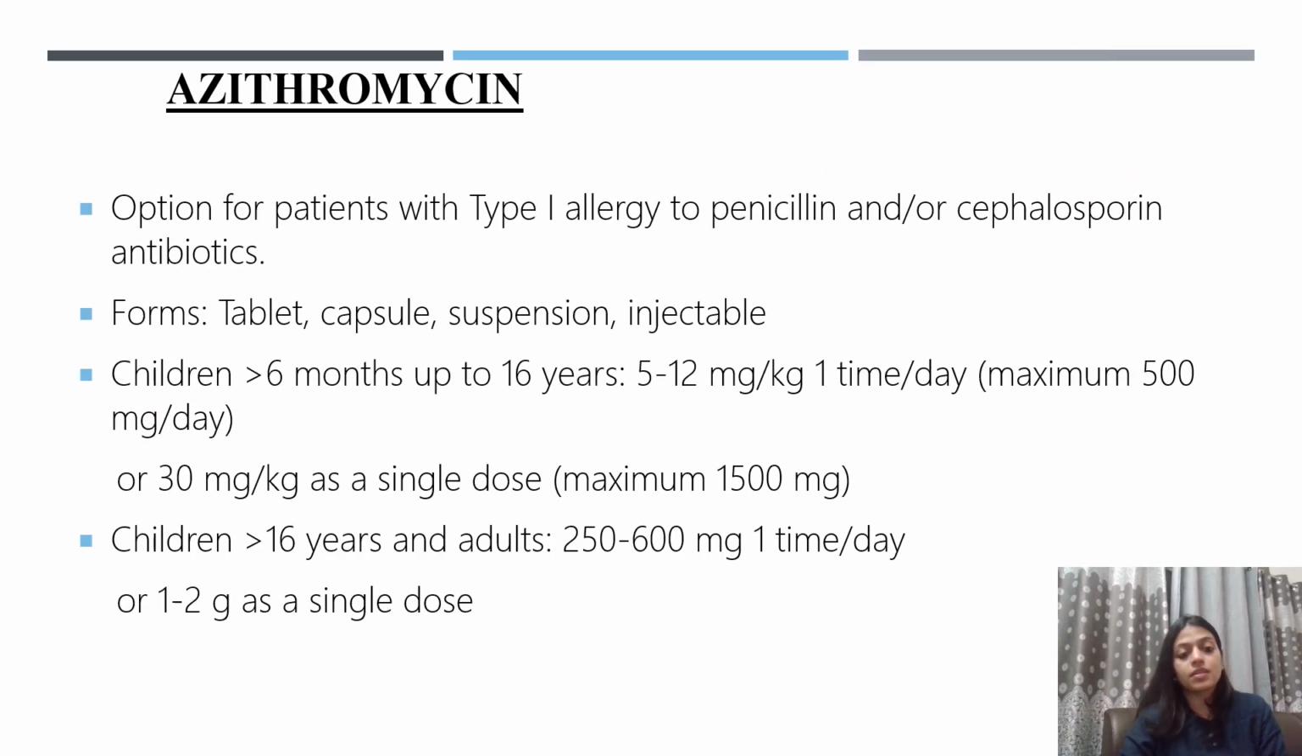Then comes azithromycin. It's an option for patients who are allergic to penicillin or cephalosporin, and the forms available are tablet, capsule, suspension, injectable. For children who are more than 6 months up to 16 years, 5 to 12 milligram per kg one time a day, maximum 500 milligram in a day, or 30 milligram per kg as a single dose can be given. In children who are more than 16 years and adults, 250 to 600 milligram one time a day, or 1 to 2 gram as a single dose can be given.